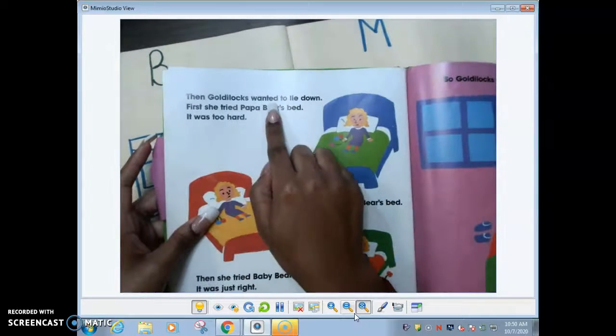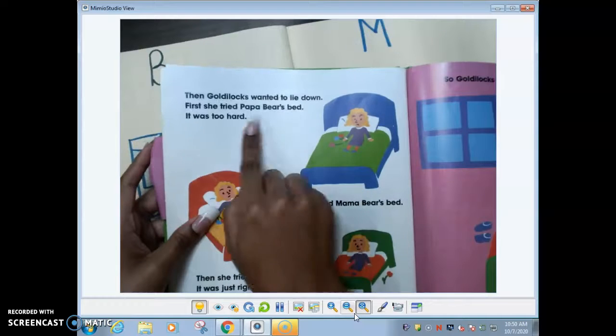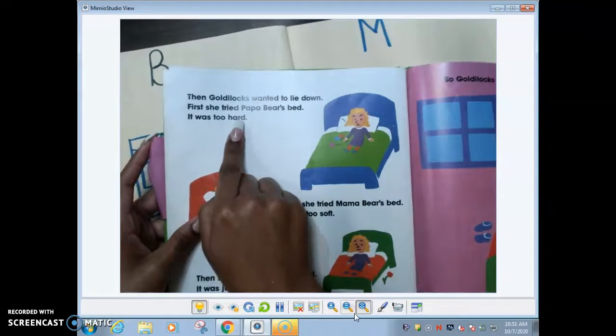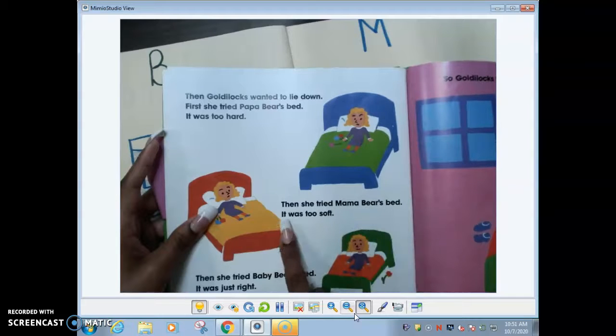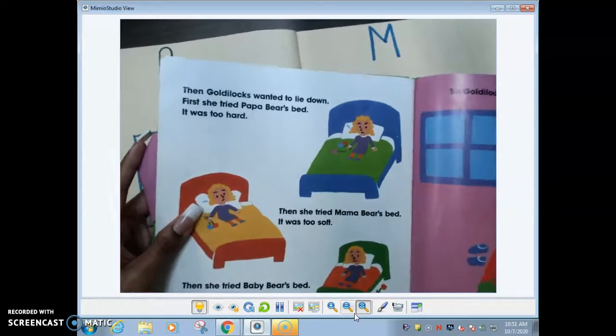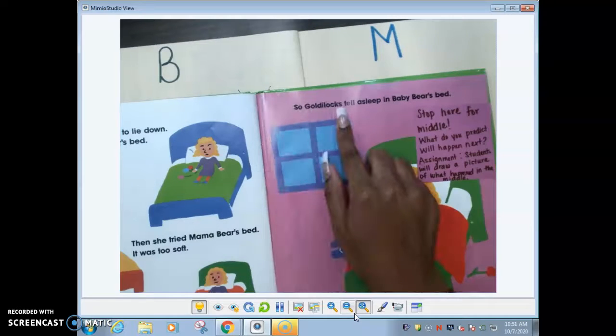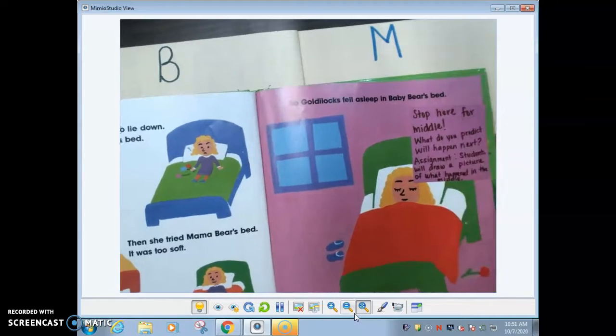Then Goldilocks wanted to lie down. First she tried Papa Bear's bed. It was too hard. Then she tried Mama Bear's bed. It was too soft. Then she tried Baby Bear's bed. It was just right. So Goldilocks fell asleep in Baby Bear's bed.